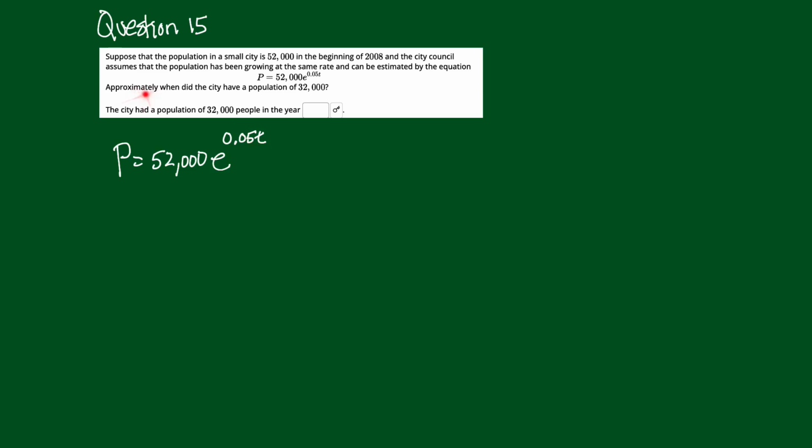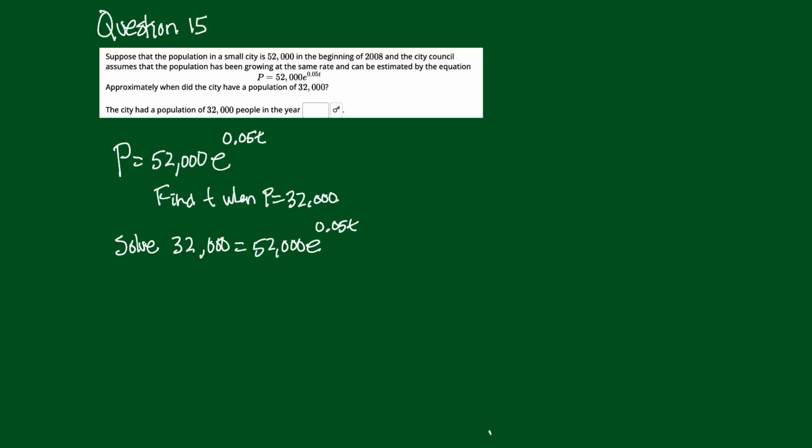So they're assuming that the population is going to grow 5% each year. So now, approximately when, that's the when, that's a t, right? So what we want to do is find t when P equals 32,000. That's this one down here. Okay? So let's put the 32,000 in for P, and then we'll find t. So here's the equation we're going to solve. We want to solve 32,000 equals 52,000 e to the 0.05t.